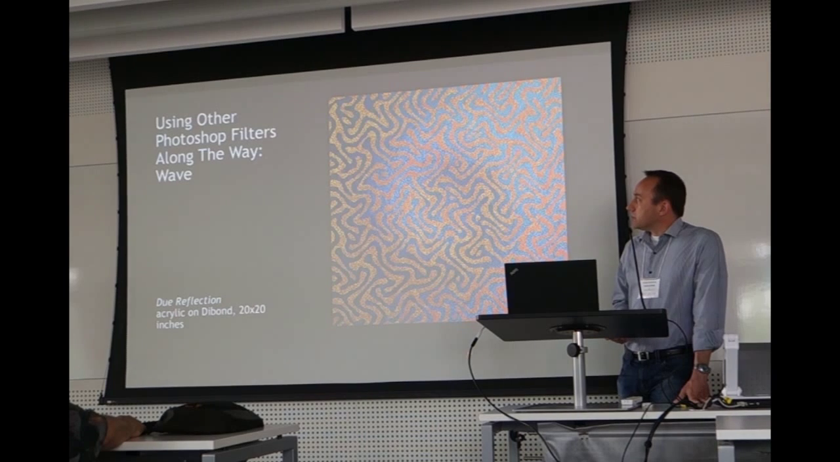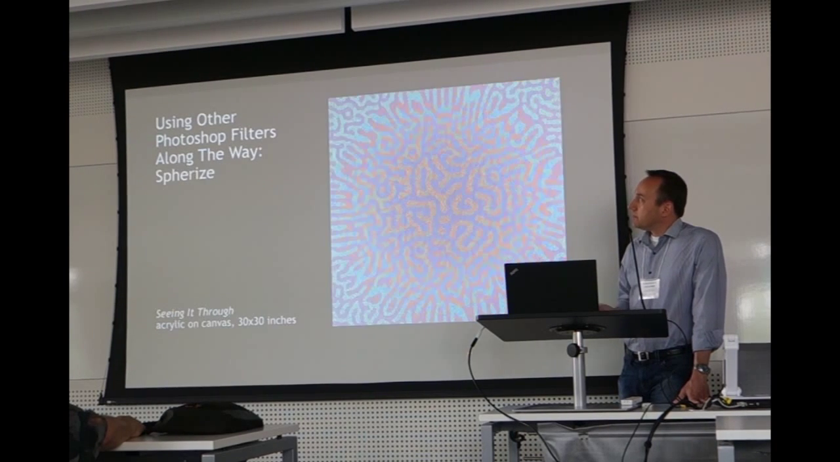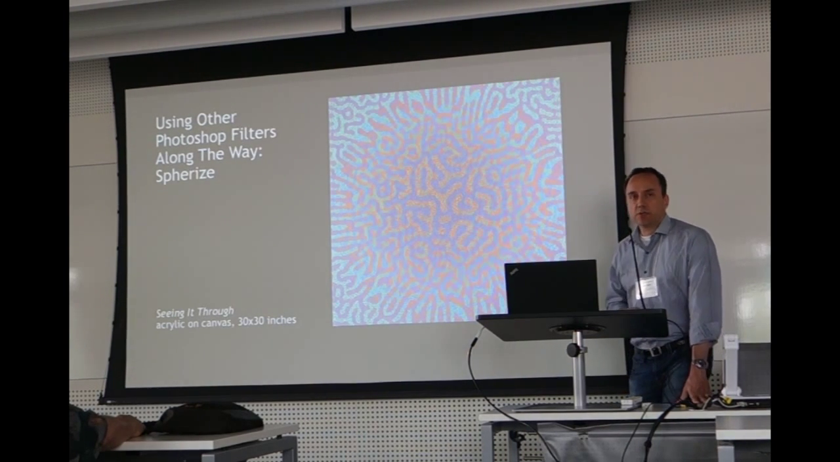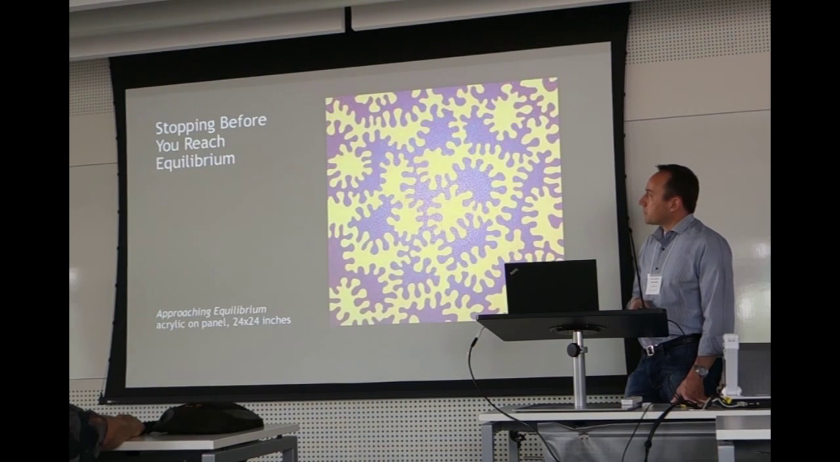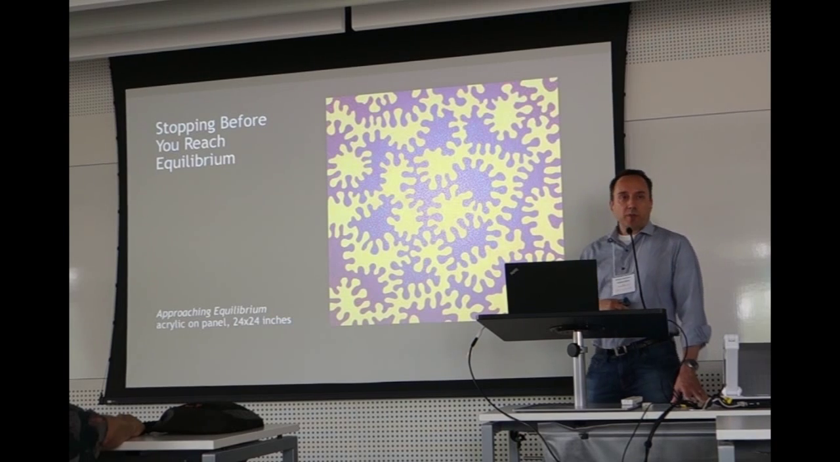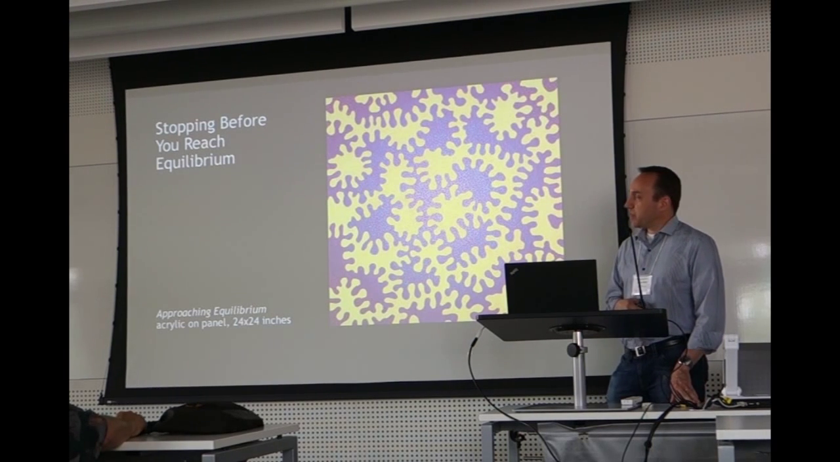For instance, this one I used the wave filter. Here, spherized to give it a sort of Vasarely-like kind of bulge in the middle. You can stop before you reach equilibrium, if you like the way that looks. In this case, this painting approaching equilibrium, I stopped the process about halfway before it had completely stabilized on a Turing pattern.